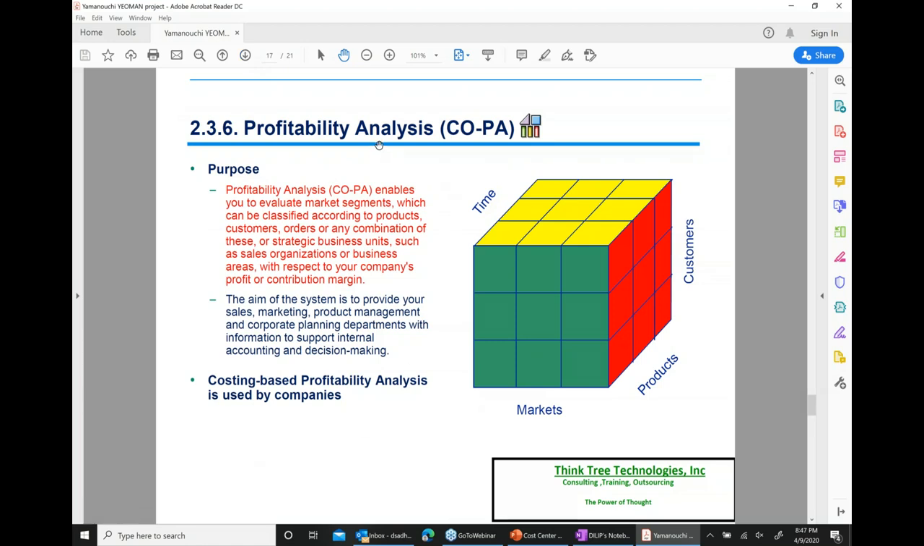Now, there is something called COPA, or profitability analysis. Now, in order to understand this profitability analysis, we need to look at this cube. This cube is a good example. And in this cube, you will see some colors also, green, yellow, red, right? This cube describes our analytic dimensions.